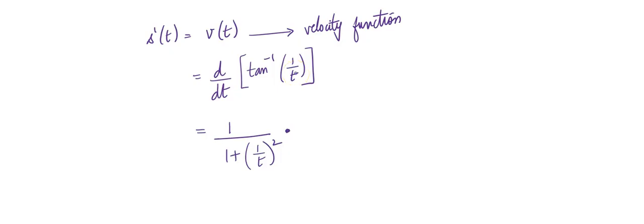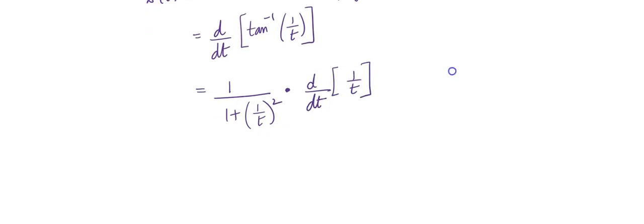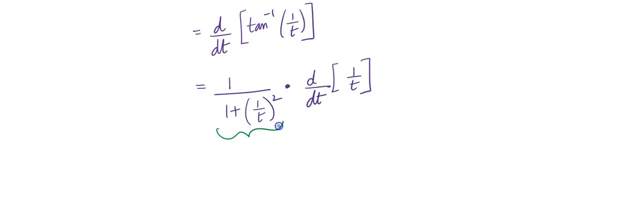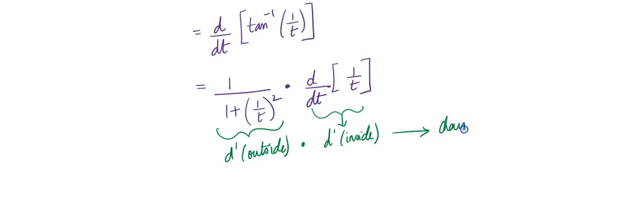times derivative of the inside. Inside is 1 over t, so you need to take its derivative. I'm just going to write that in one more step, 1 over t, and let me mark that out here as derivative of outside times derivative of inside. And that's always your chain rule. It's always triggered when you no longer have a simple variable x or a simple variable t. Instead, it's appearing differently with added information like 1 over t or t squared or whatever.